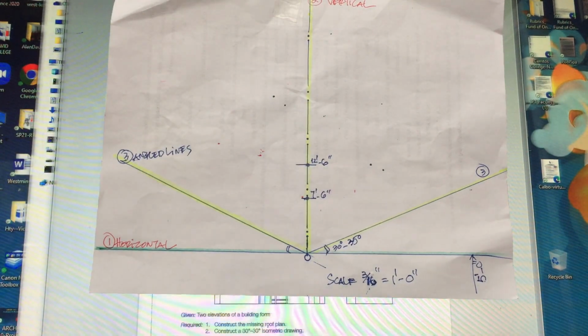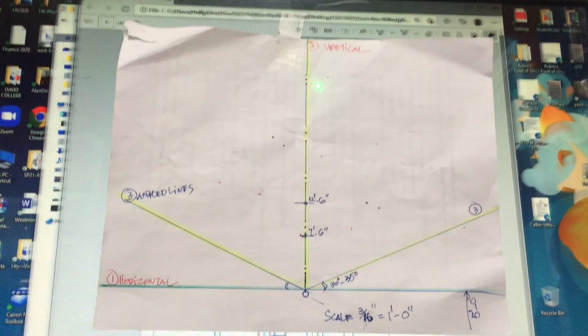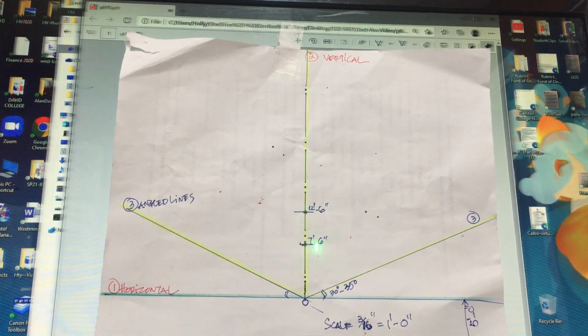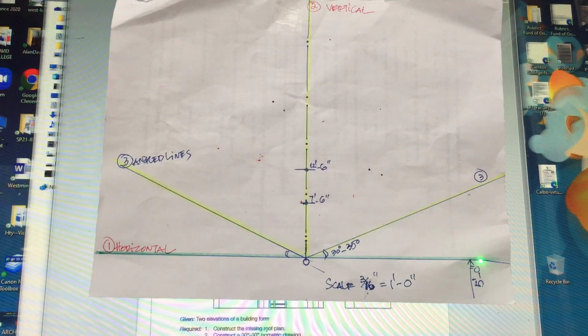First of all, I need you to draw the horizontal line. This one, horizontal line. I put that's number one, horizontal line. After that, in the center, you draw the vertical line. I put this one a vertical line. You can see that. This is vertical. Number two, perpendicular with horizontal.